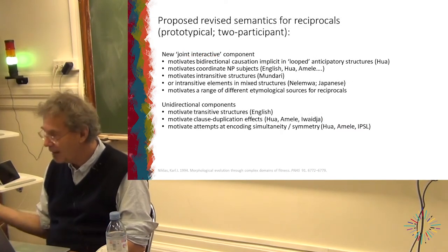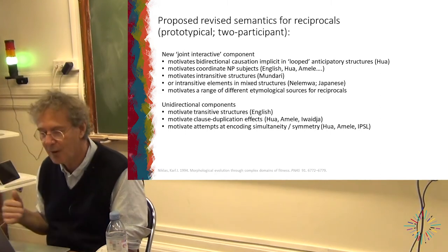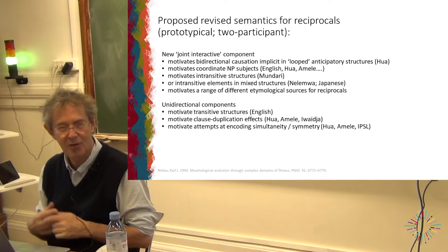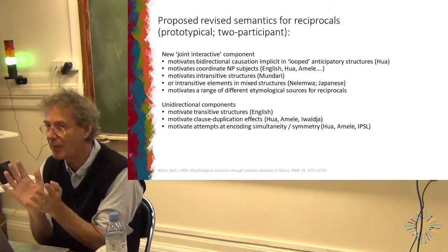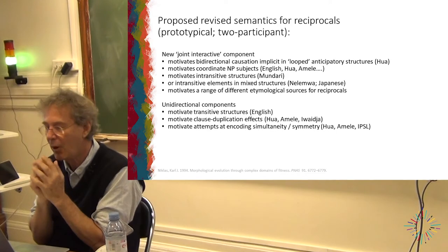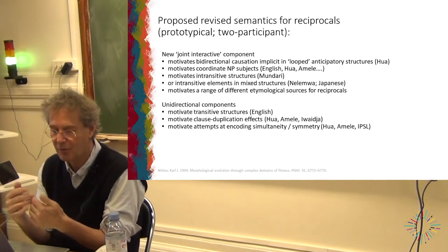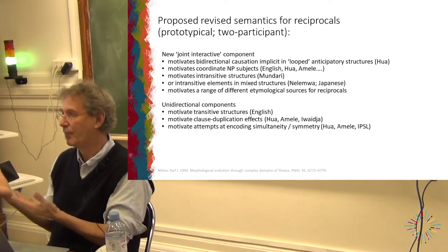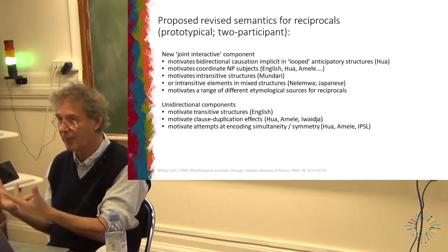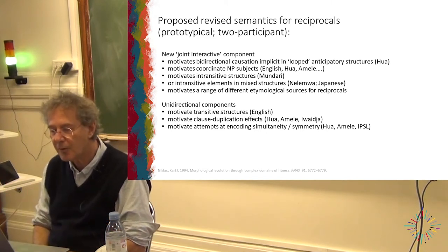So putting together these and loads of other anomalous, weird reciprocal constructions I could talk about if we had more time, it suggests that we've got some sort of revised semantics for reciprocals that has this new joint interactive component. So that motivates this sort of bi-directional causation. It motivates coordinate structures, like in English John and Mary, and intransitive structures, where lots of languages, lots of Oceanic languages, say, or Semitic or Berber languages, just put an intransitivizing prefix on a verb to produce a reciprocal. But you also get sort of mixed structures.